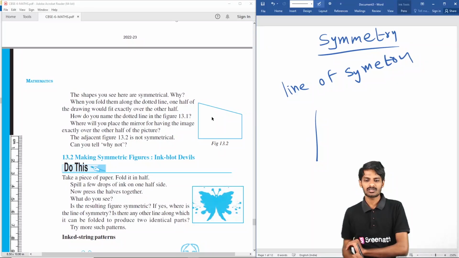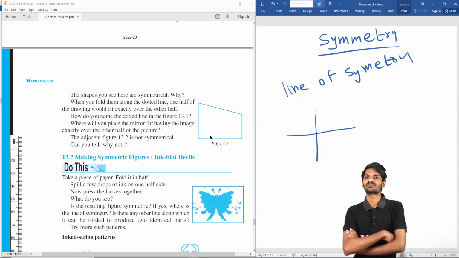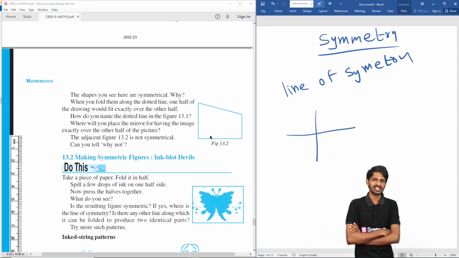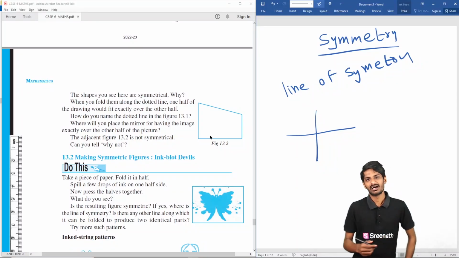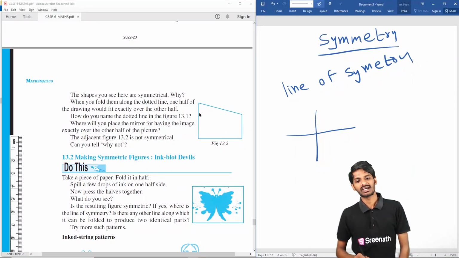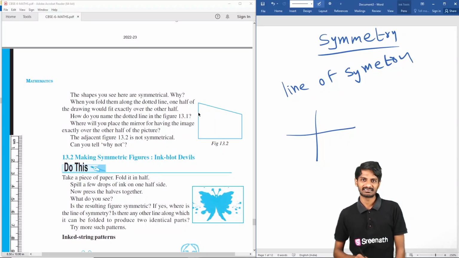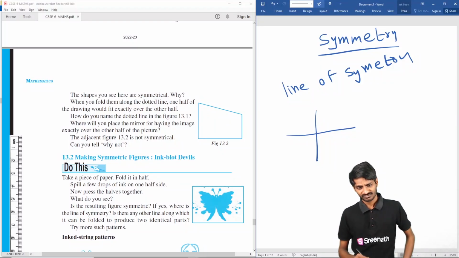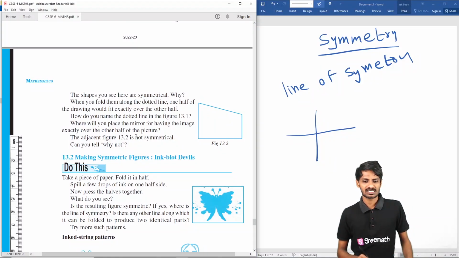Suppose in this axis you will not get any symmetry. In this axis also you will not get any symmetry. Even if you fold it like this, you will not get it. Otherwise, if you fold it like this, you will not get it. That is what is happening here, students. So this figure does not have symmetry. Okay, students, so it is not symmetrical.